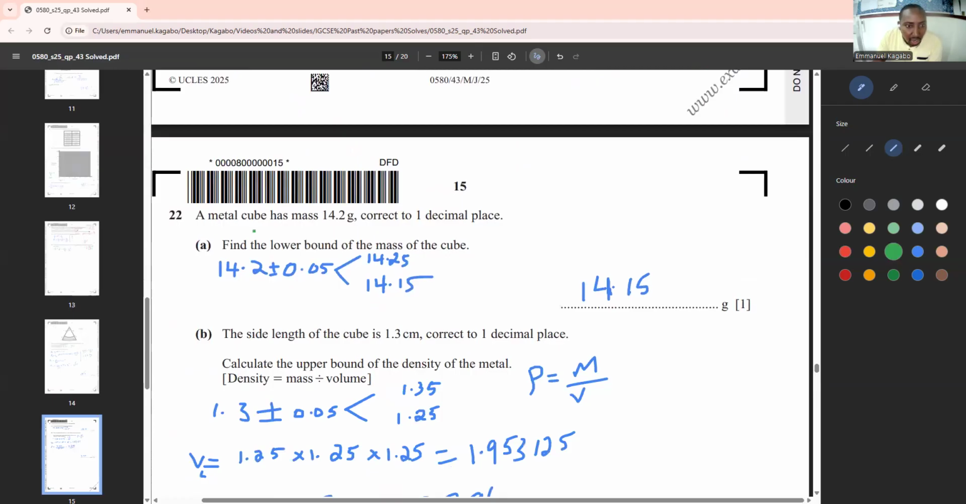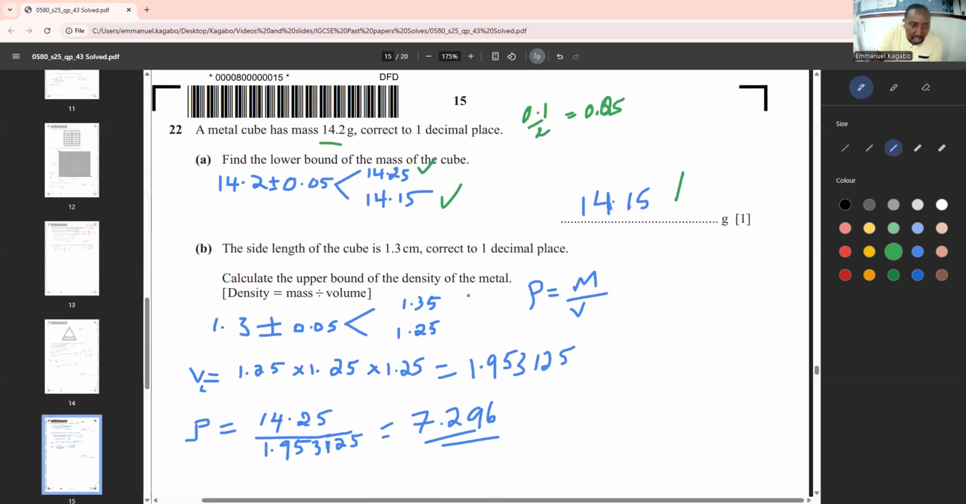Okay. A metal cube has a mass of that. Okay, that's your mass, correct to 1 decimal place. 0.1 over 2 gives me 0.05. The upper bound of that will be 14.2 plus 0.05. So the upper bound will be that, and lower bound will be that. And the question was asking me to find the lower bound. So my lower bound is that one.